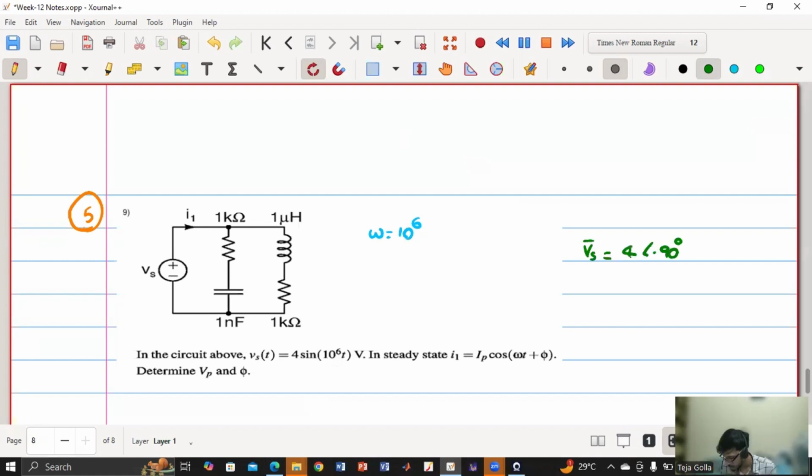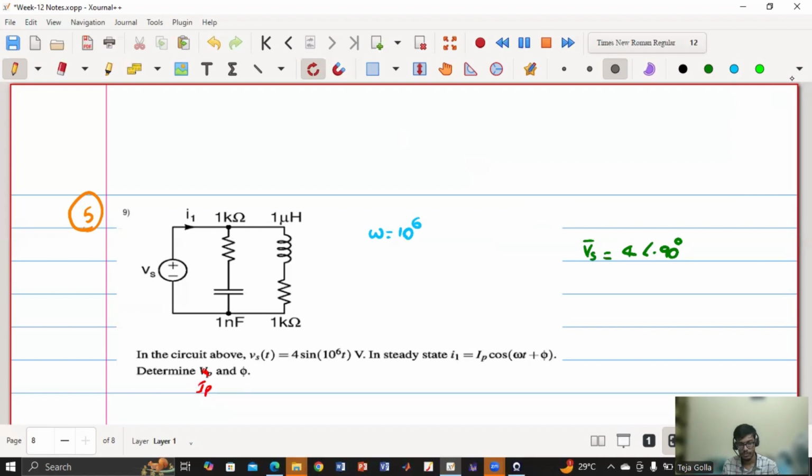So how should we proceed with this question? Any idea how to solve it? See, the question is to determine Ip and phi. So this is Ip. How should I proceed with this question? Any thoughts?